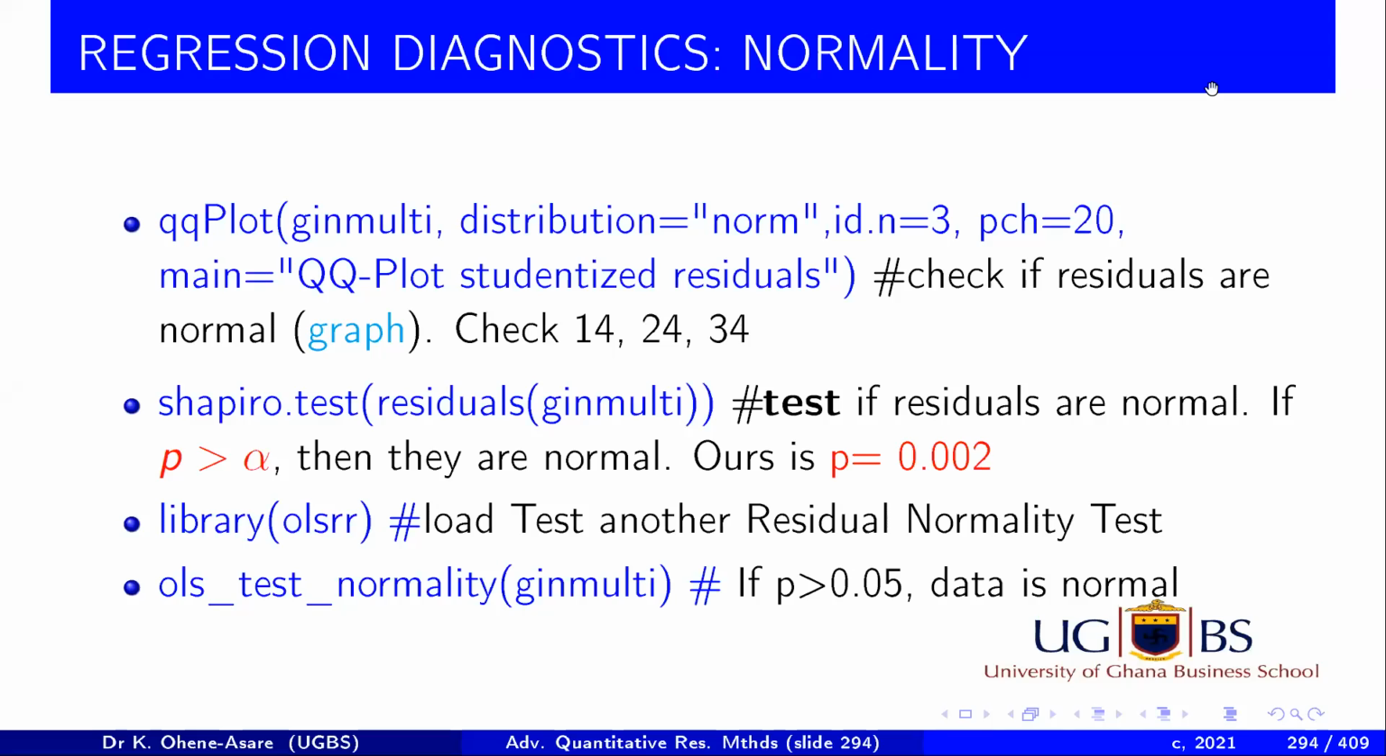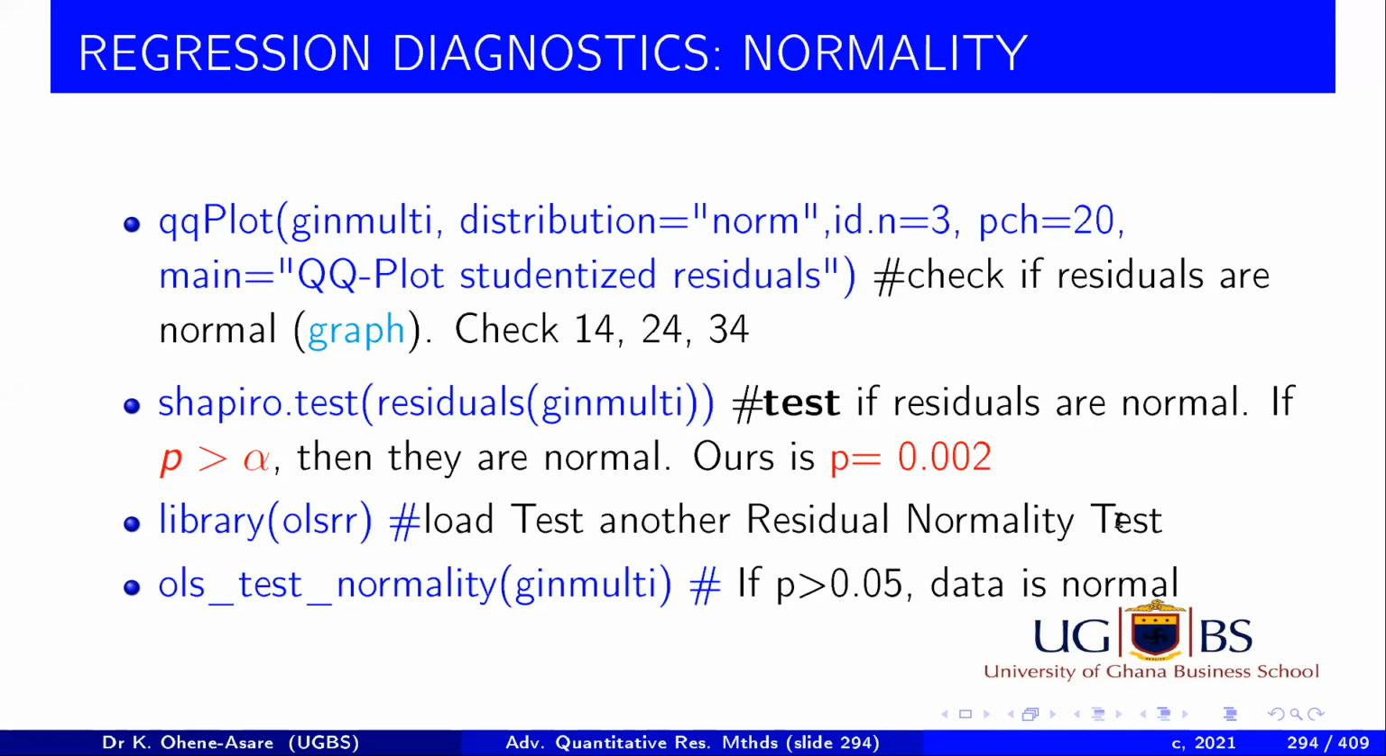The assumption is normality. We want to check whether the residuals are normally distributed. A very quick one is the QQ normal quantile probability plot, which is used for that. Shapiro.test is also used for that. And then we will now use another kind of application to test for the residuals.